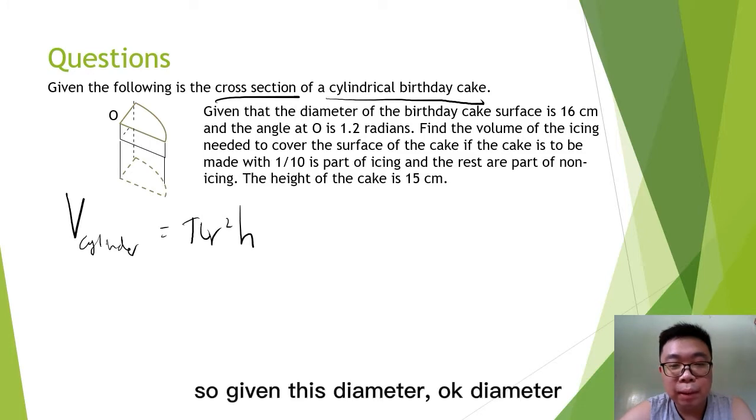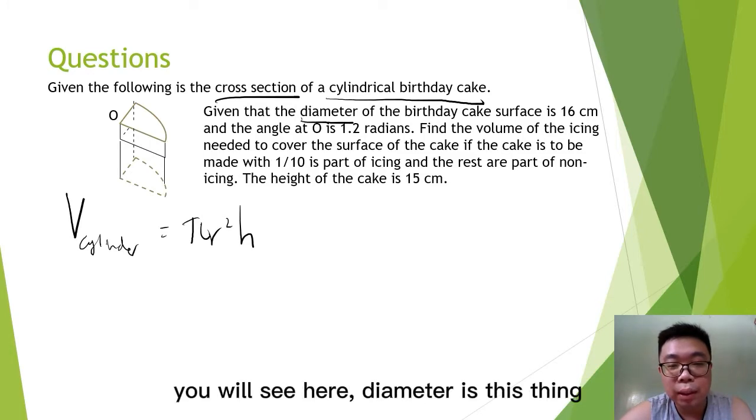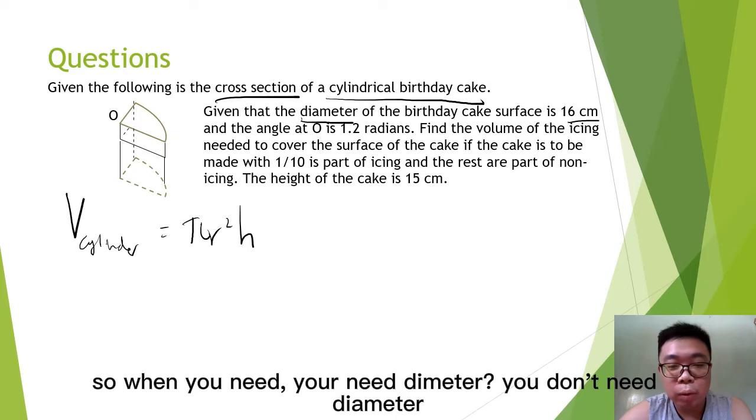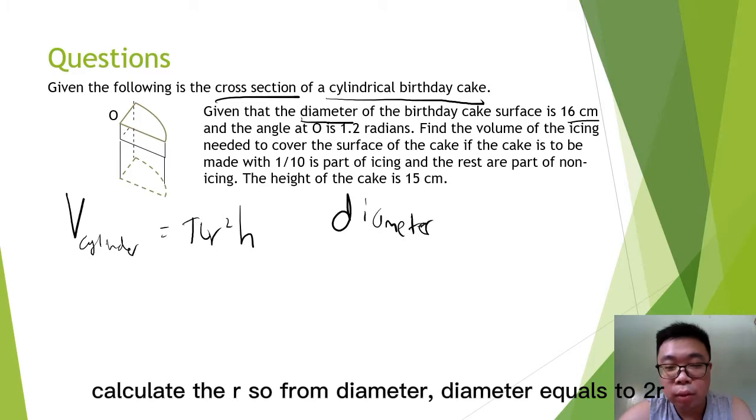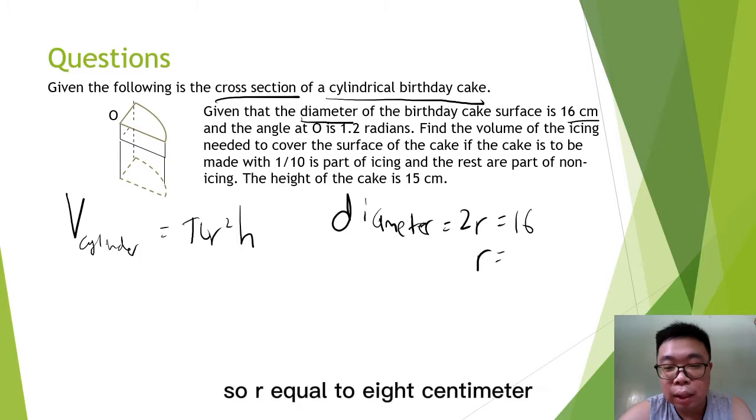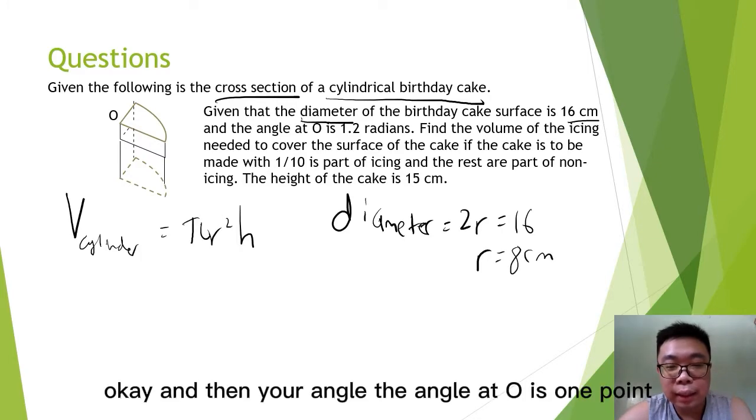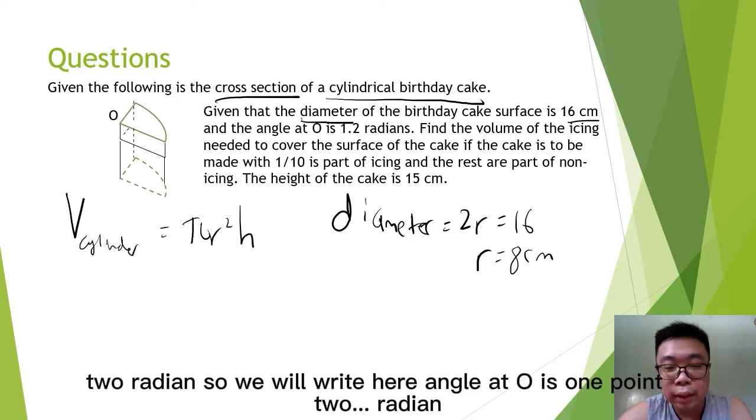Given this diameter, you will see here the diameter is 16. We don't need the diameter, so we are going to calculate the r. From diameter equals 2r equals 16, r equals 8 centimeter. And then your angle at O is 1.2 radian. So we will write here angle at O is 1.2 radian.